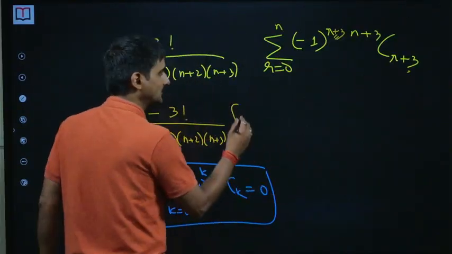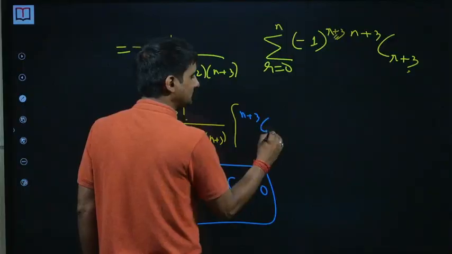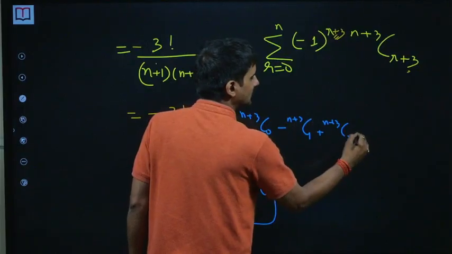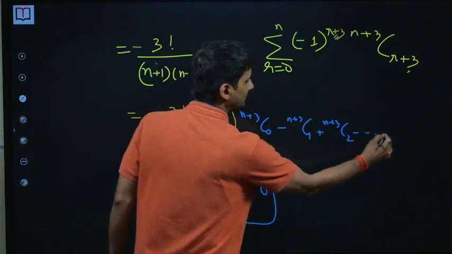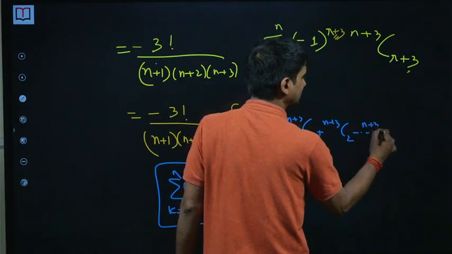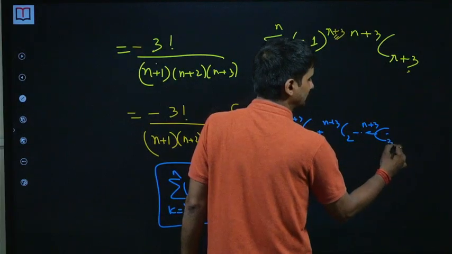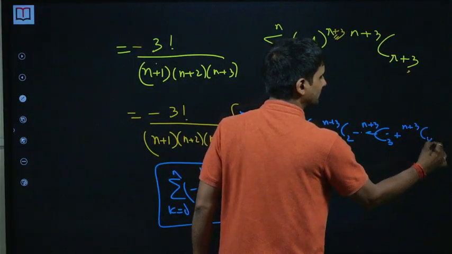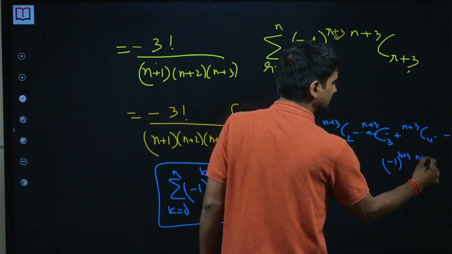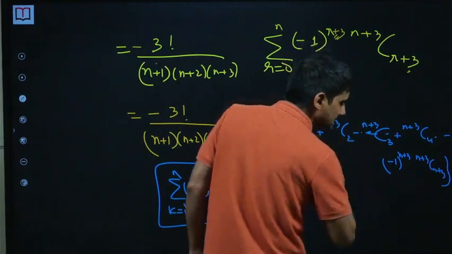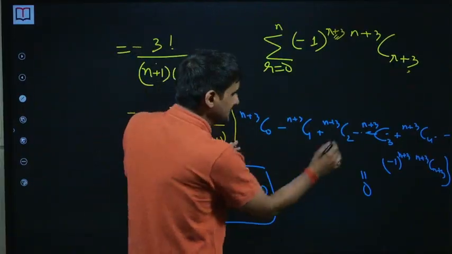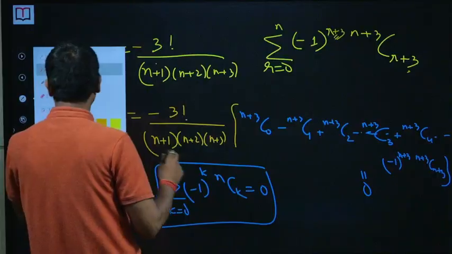So if I write all the terms here, it will be n plus 3 C naught minus n plus 3 C1 plus n plus 3 C2, and then so on and so on, minus n plus 3 C3. Let me start with the plus n plus 3 C4 till the last term, minus 1 raised to the power n plus 3, n plus 3 C n plus 3, and this entire thing is 0. Okay, so that means what we need here is this value.